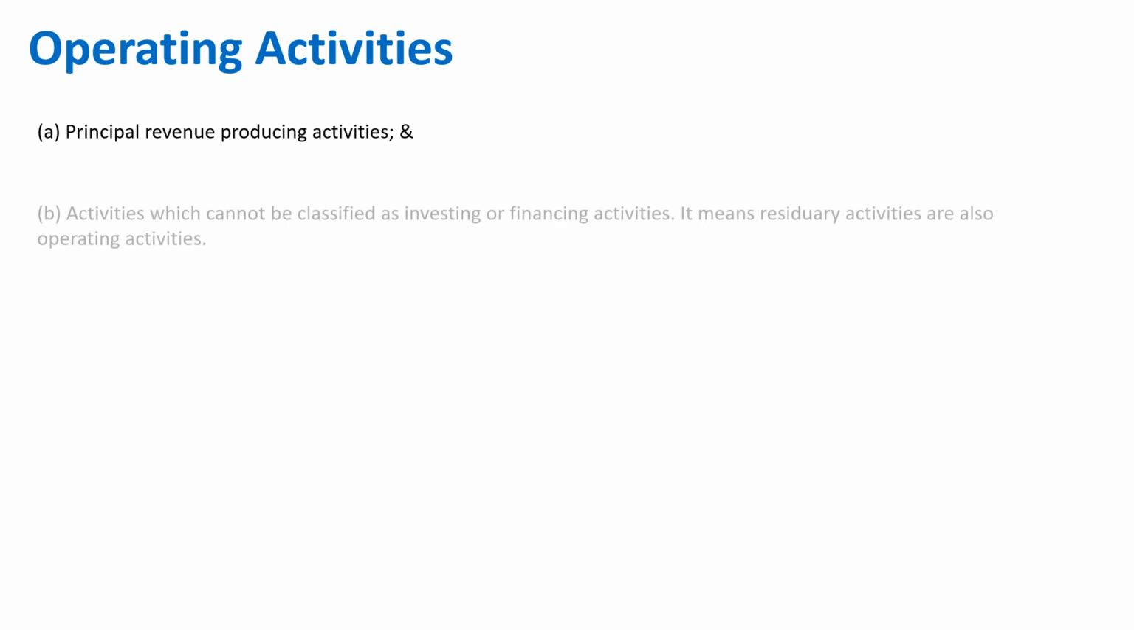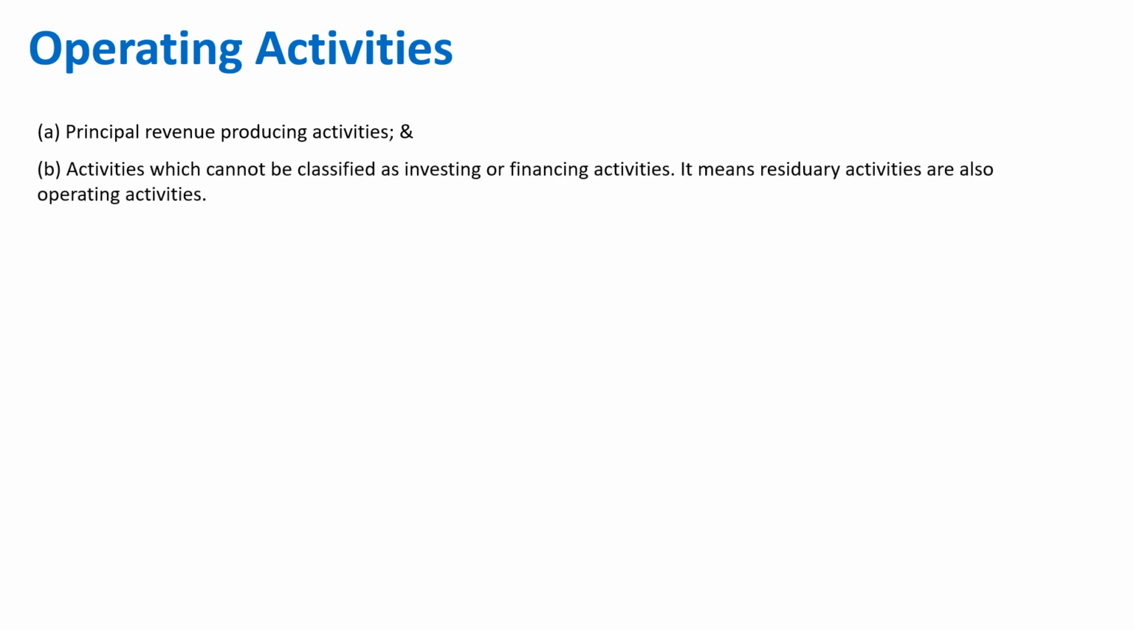Operating activities. So let's try to understand what is included under operating activities. Principal revenue producing activities. That means whatever transactions the company does to generate revenue will be part of operating activities. Activities which cannot be classified as investing or financing activities. It means residuary activities are also operating activities. So whatever activities can't be treated as investing or financing activities will fall under operating activities. Let's take a few examples.